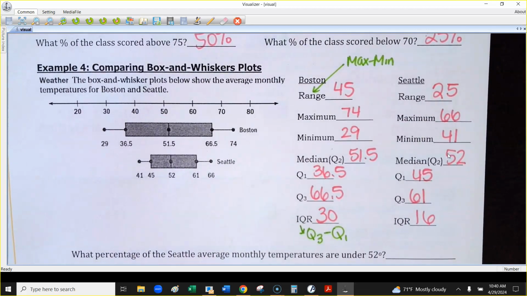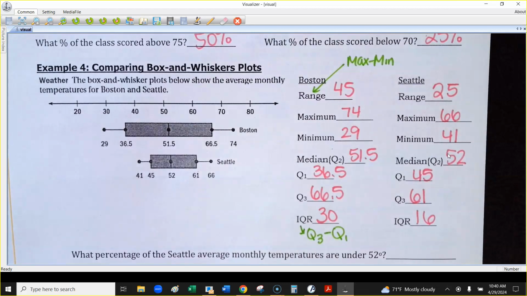And then you can kind of see visually here, right? Boston has a lot bigger range in its temperatures, like it's more spread out. So we have a much lower low and a little bit higher high, whereas Seattle's are all kind of grouped really close together. There's only a range of 25 different degrees there.